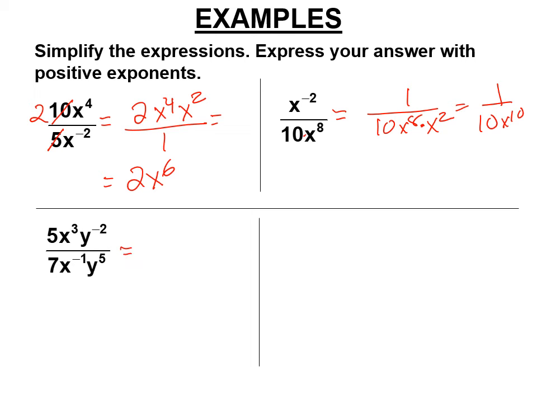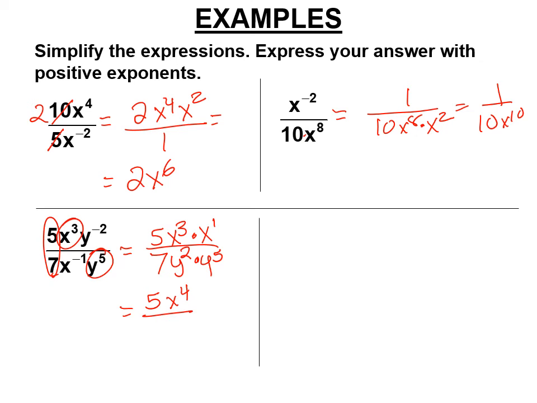Alright, so 5 stays, 7 stays, x cubed stays. But now y squared comes down here. X to the -1st goes up there. Y to the 5th stays, right? That stays where it is, just like that and that. All stay where they are. So now let's do some work. 5 times x cubed times x is 5x to the 4th. 7 times y squared times y to the 5th, 7y to the 7th.